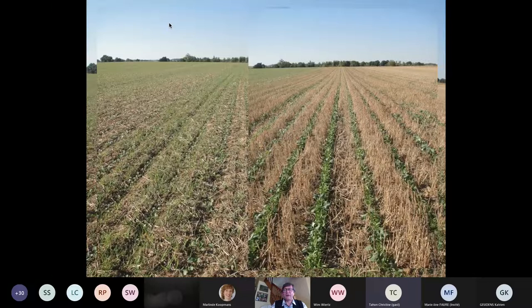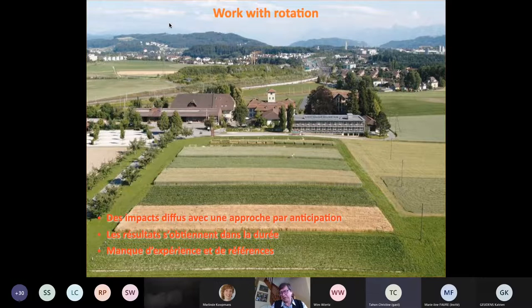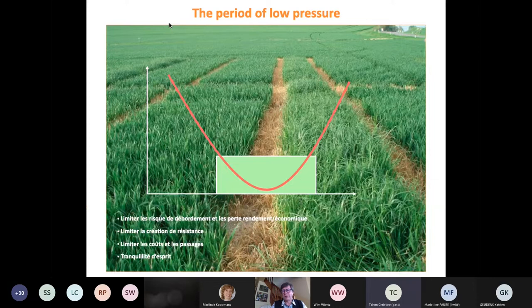We have learned, thanks to the United States, also thanks to Switzerland, that the rotation was a very powerful tool. And we try to put ourselves in what we call a low pressure area where the weeds are low. And if the weed problem is low, you can work differently and try to change before the weed problems start again. So it's kind of an interesting way to look at it.